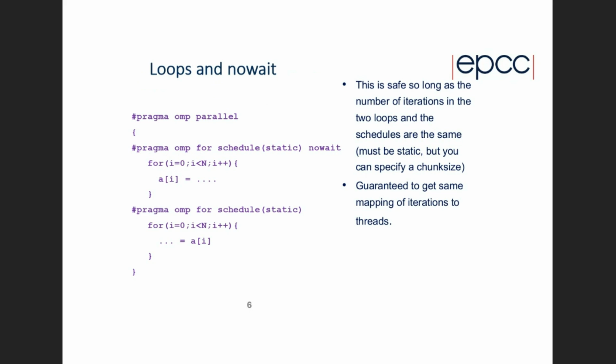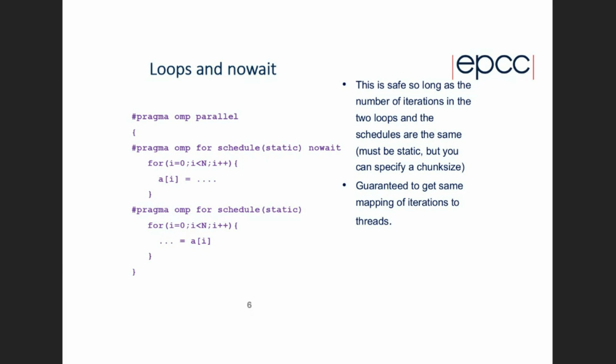Next one is loops and the nowait clause. If you remember, what the nowait clause does is get rid of the implicit barrier at the end of the work sharing construct. And so if you have multiple loops, then you might ask yourself, when is that safe to do?